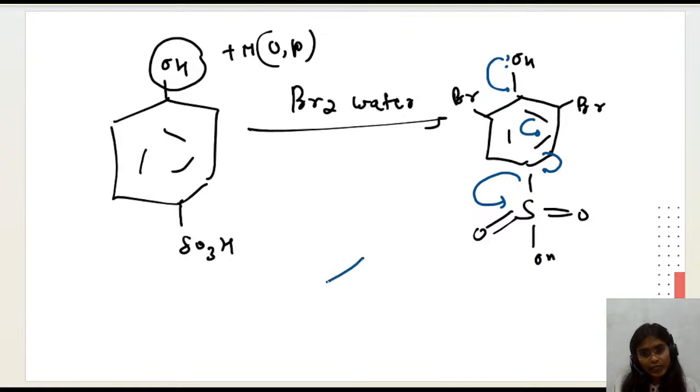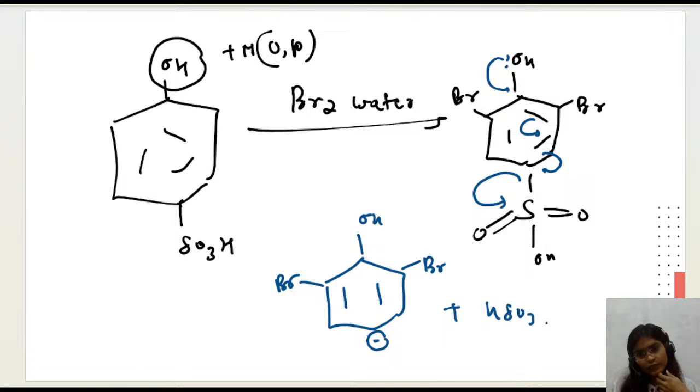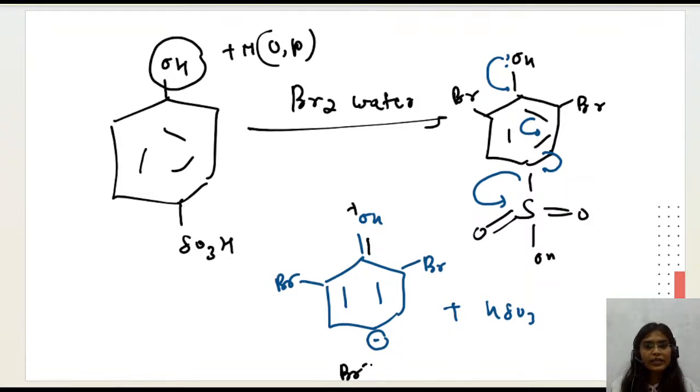Okay, so what we are getting is double bonds, and this is a negative charge. Okay, and this is an OH group, and this is a bromine, and this SO3H group is simply releasing. Okay, now there's a double bond and a positive charge, and then bromine simply attacks here, at the positive one, this bond like this, everything is back to normal.